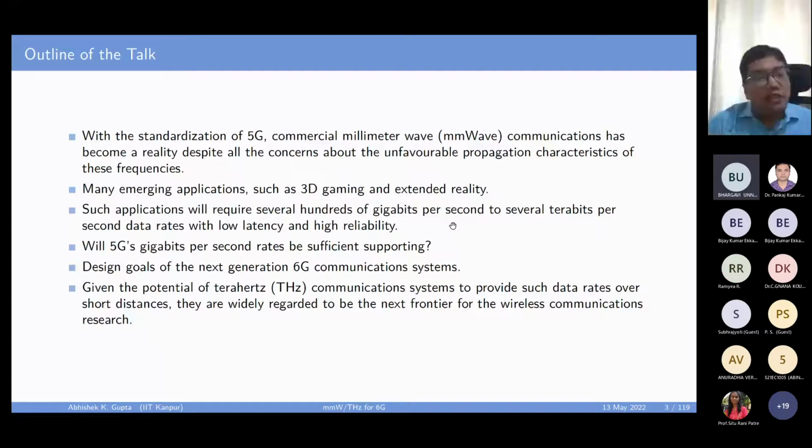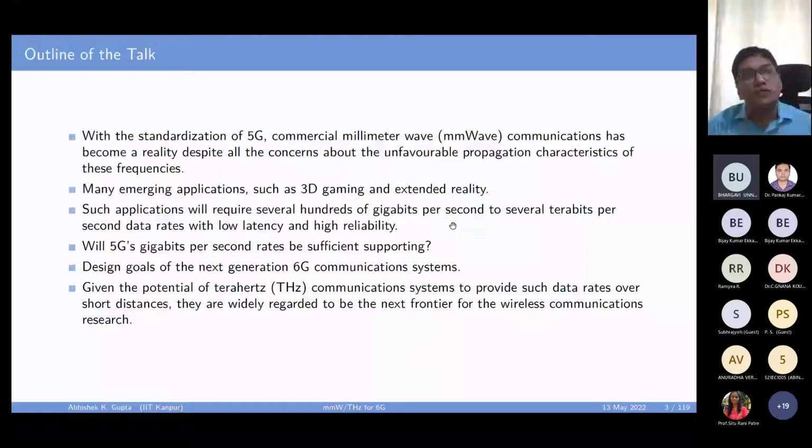And that is the exact design goal as we look beyond 5G. If you look at 6G and even further generations, the goal would be to achieve even higher speed, which is around gigabits or several terabits. So given the potential of terahertz communication systems, which is a strong candidate that can provide very high data rate, these are widely regarded as the next frontier of wireless communication research.